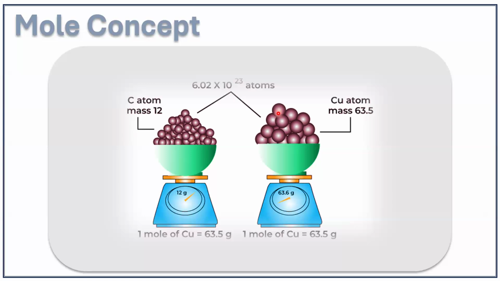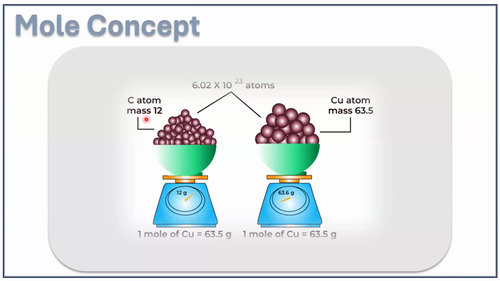So if I have 1 mole of carbon atoms, its total weight will be 12 grams. And if I have 1 mole of copper atoms, its total weight will be 63.5 grams. So obviously, 1 mole of copper will weigh way more than 1 mole of carbon. 1 mole of carbon is just 12 grams. 1 mole of copper atoms will be 63.5. So this is the concept.